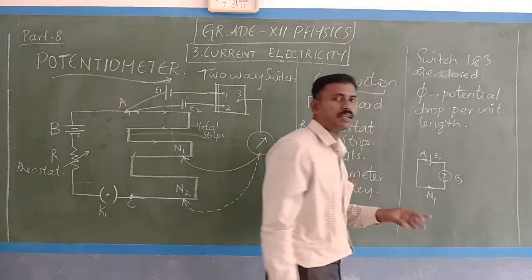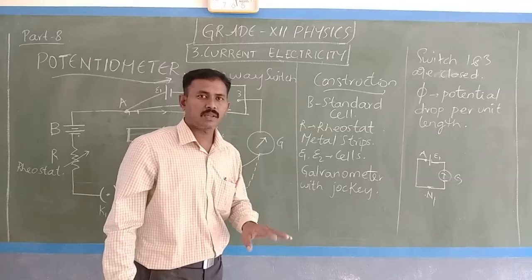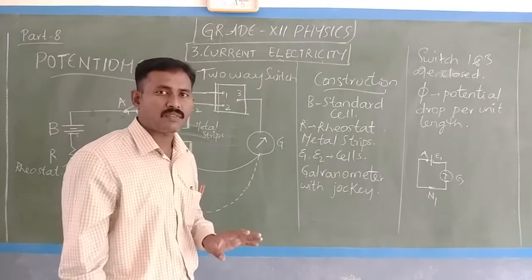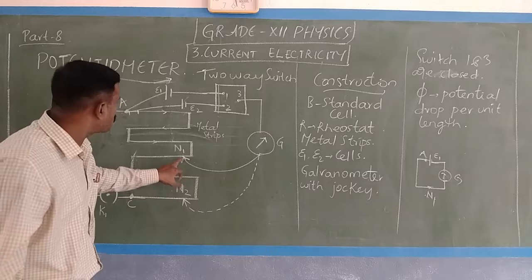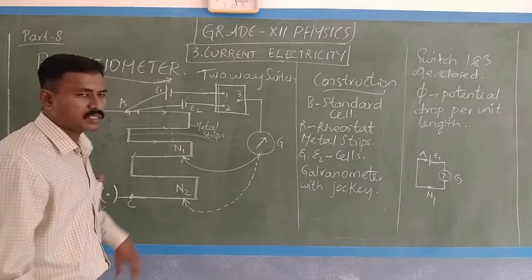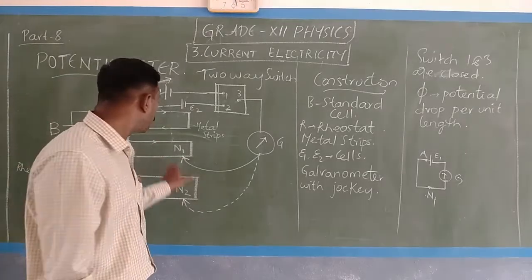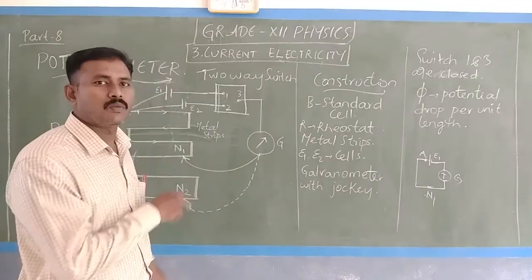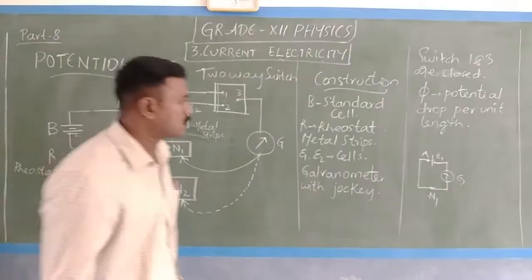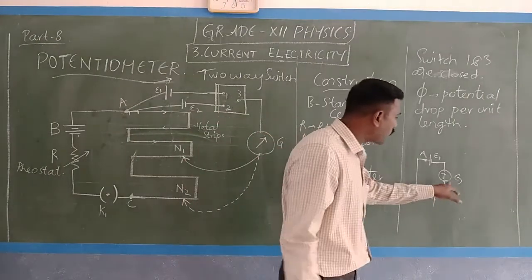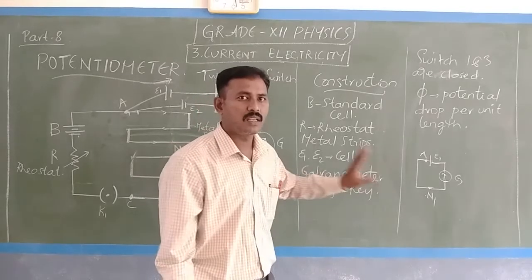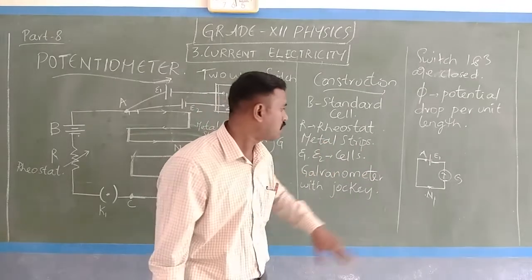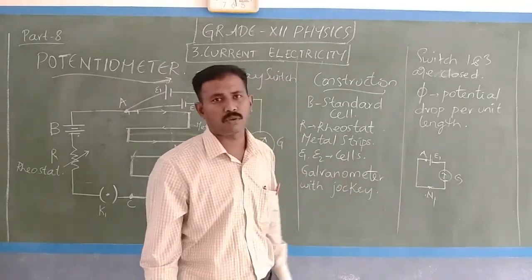So until there is zero deflection, that is null deflection in the galvanometer, that is when the potential difference between these 2 points becomes equal, I am moving the point N1. After I attain the null deflection, I just leave it as it is. Now I am applying Kirchhoff's rule.